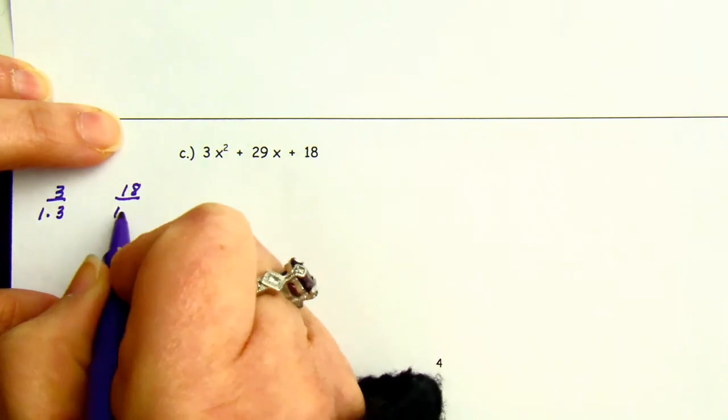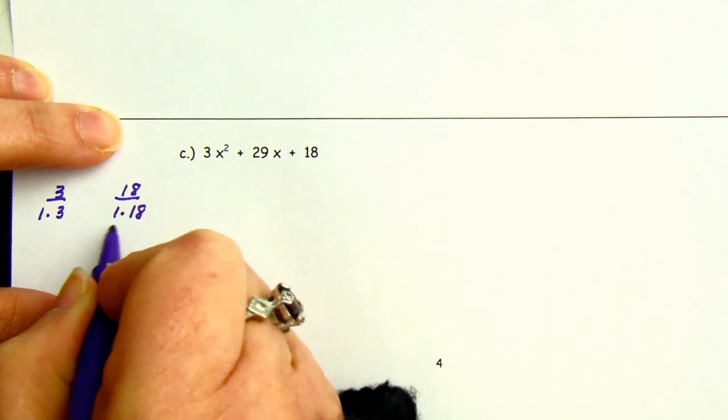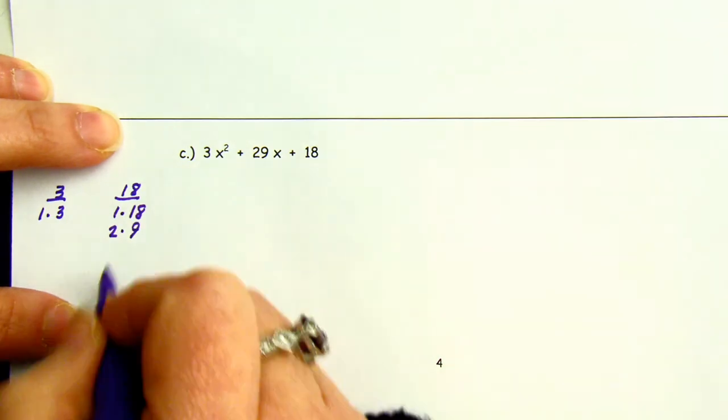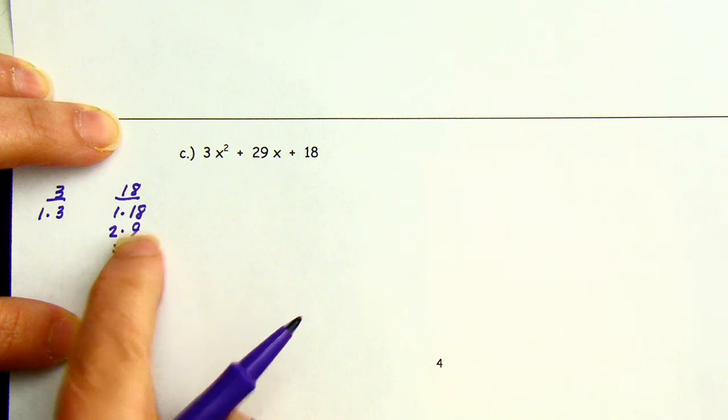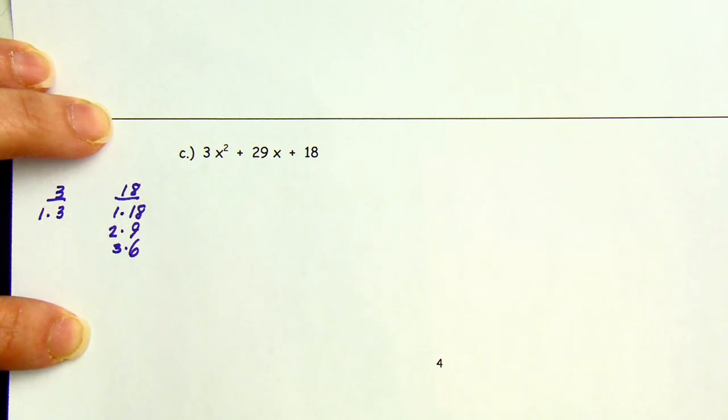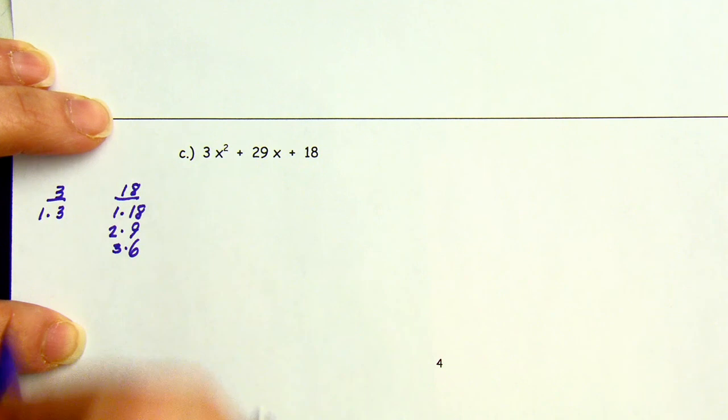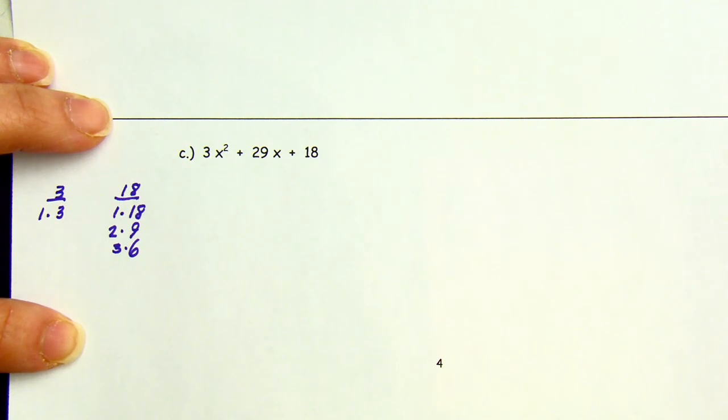We've got a 1 times 18, a 2 times a 9, a 3 times a 6. 7 doesn't go in, 8 doesn't, 9 does, but I already have 9 in the list. So I'm pretty tapped out on the factors of 18. Those are going to be about it. All right, now I'm forced to use 3 and 1. There's no question about it.